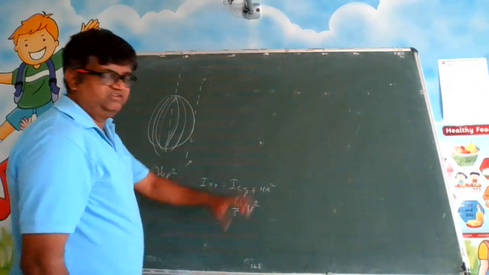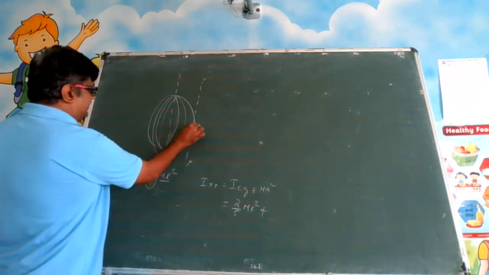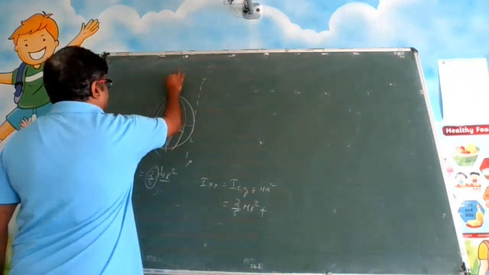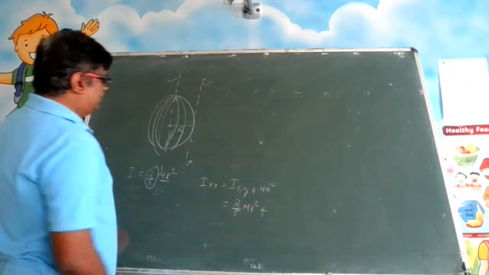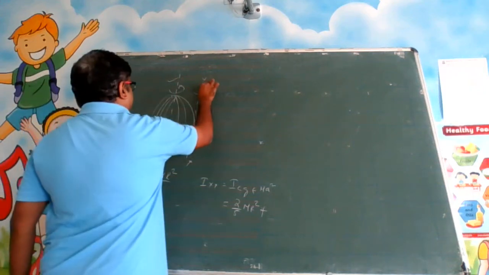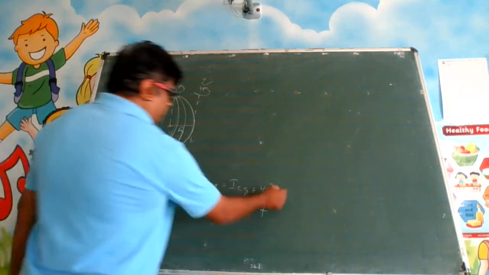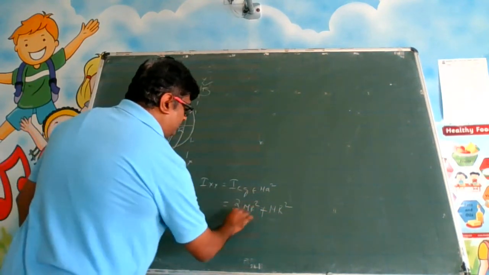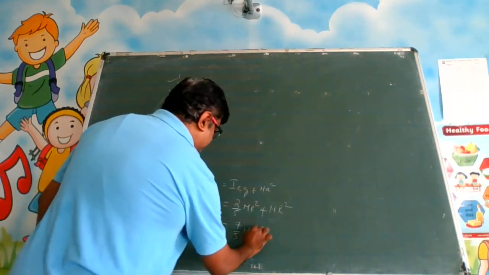So the ICG value is changing, plus m into a square. What is the distance of the edge from the center? It is r only, no? These two axes are parallel. You are rotating the sphere like this. So m into a square will become m into r square. So this is 2 by 5 plus 1, it is 7 by 5 mr square.